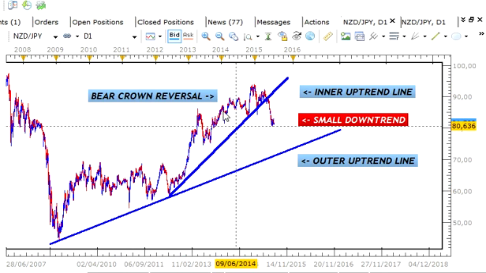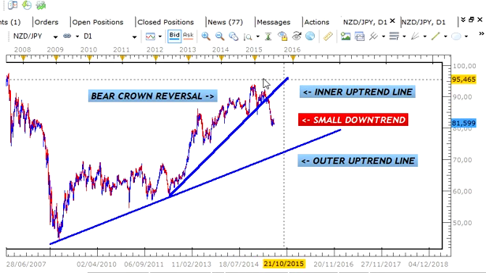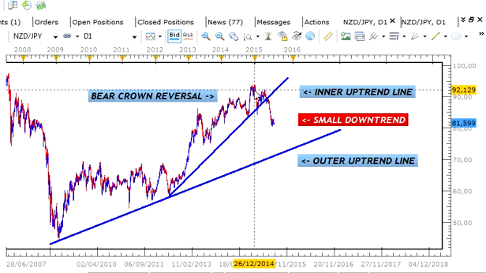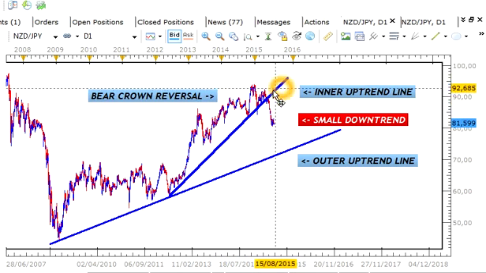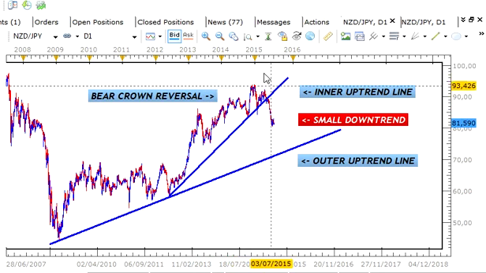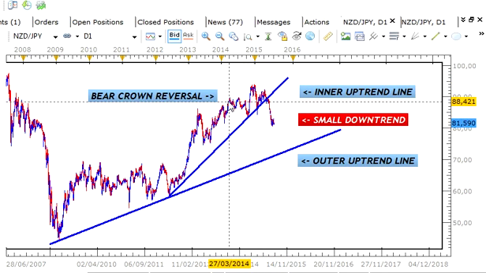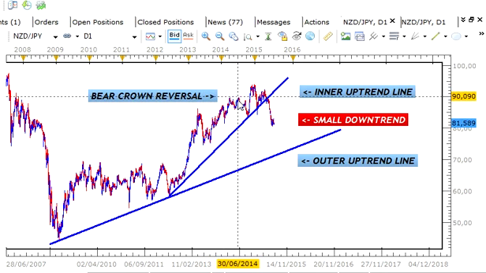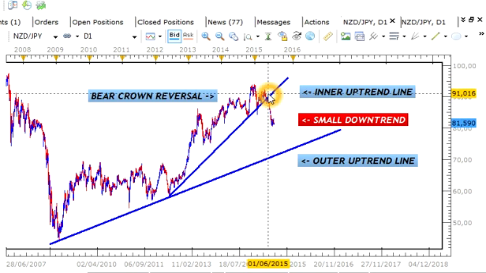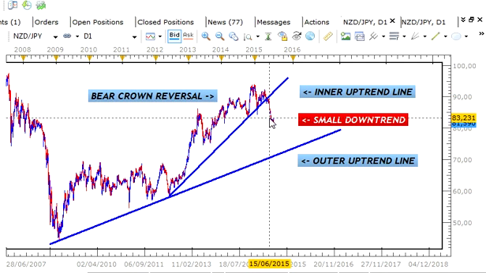Following this sharp and strong movement in favor of the Kiwi dollar, we now see that the pair is finally taking a significant break, so to speak, and has now broken the inner uptrend line. This took the form of a bearish setup, otherwise known as a head and shoulders formation. The left shoulder was formed at this area here, with the head at this area, followed by the formation of the right shoulder that led to the final break below the inner uptrend line.